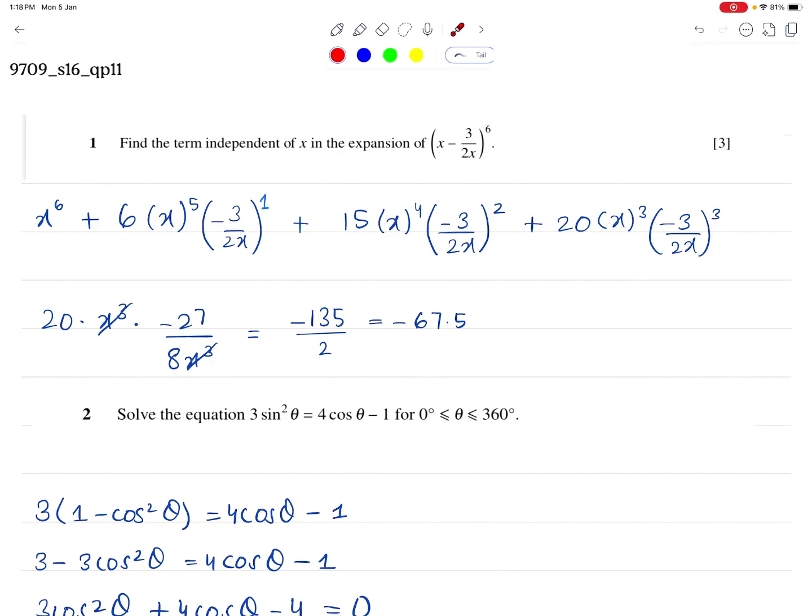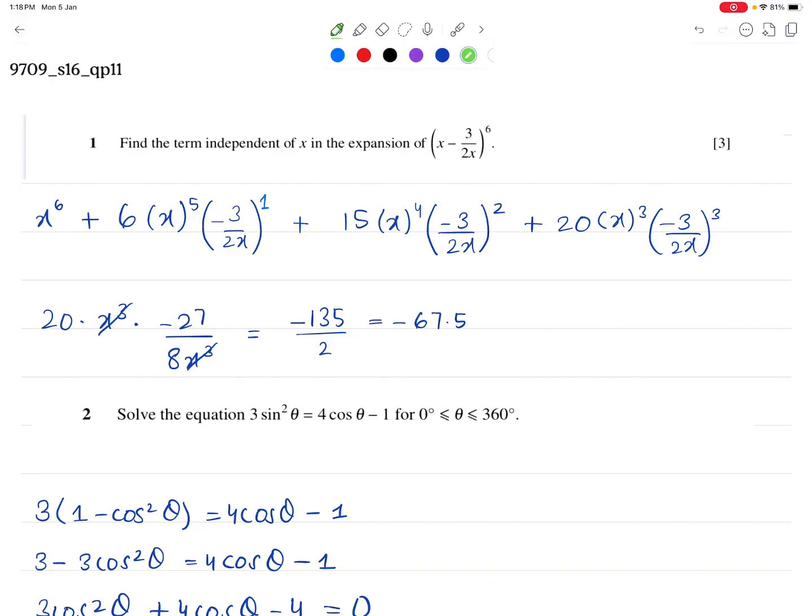Today I'm solving 9709 2016 question paper 1 from May June. So let's get started. Let's have a look at question number 1. It says find the term independent of x in the expansion of this expression.